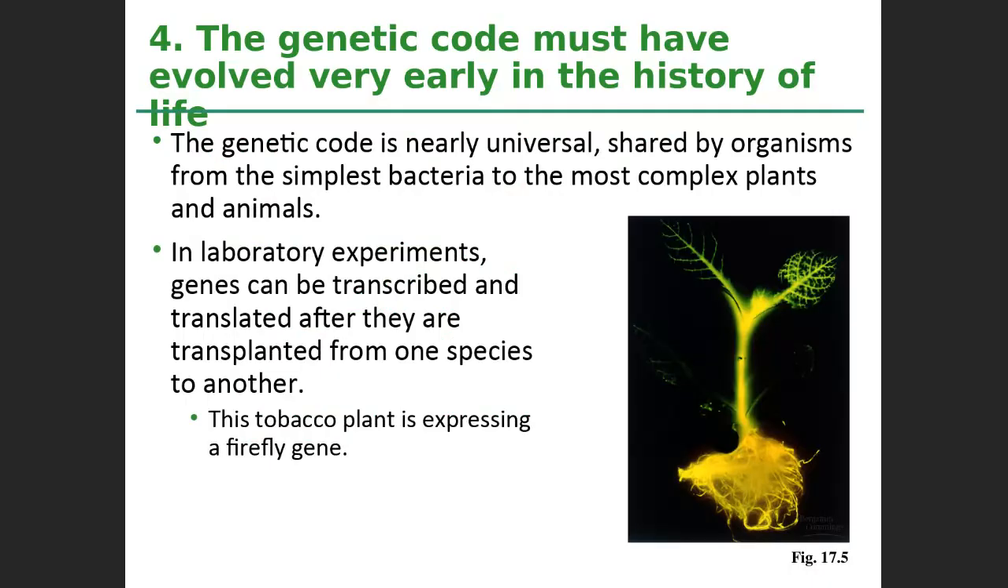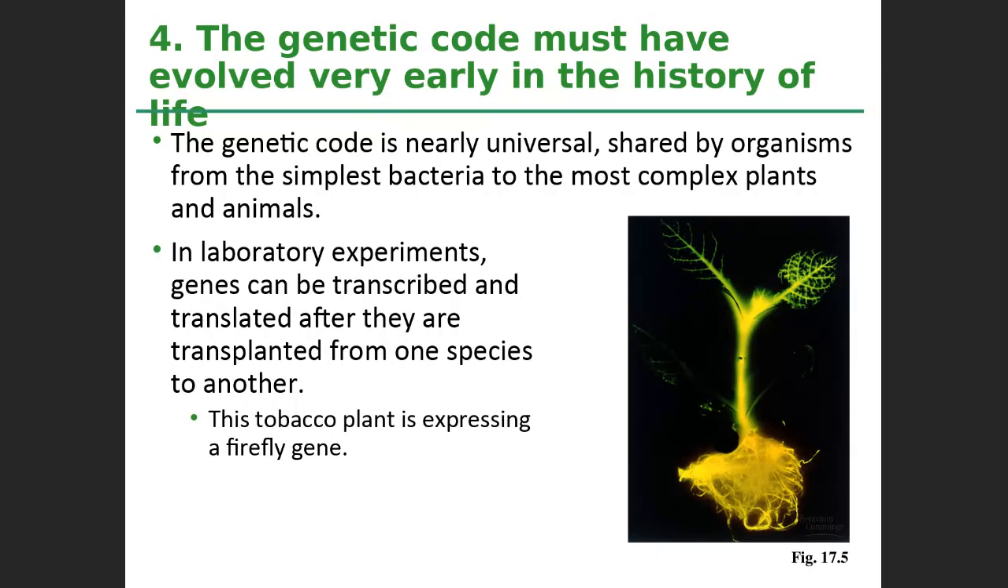So the code must have evolved very early in the history of life. And the reason why is the genetic code is basically a universal code. Now, there are some minor differences in certain organisms, but basically the genetic code is the genetic code. And because it's universal, you can take a gene from a completely unrelated species and stick it into a different species, and it still functions.